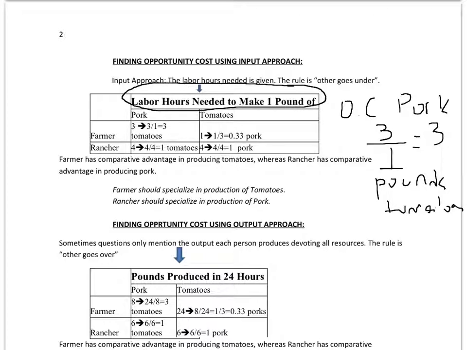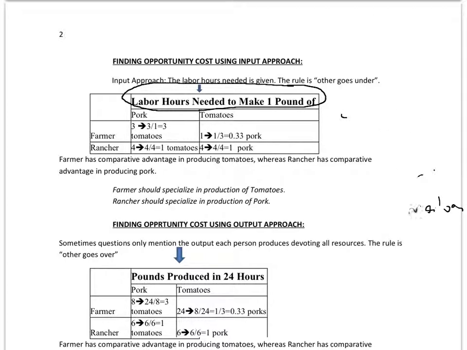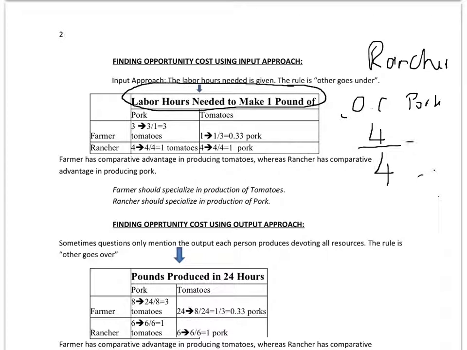Now let's calculate for the rancher. Let's find the opportunity cost for the rancher using the input approach. Opportunity cost for pork, now I'm looking at the rancher. I will use the rule again: the other goes under. The rancher needs 4 hours to produce pork, and 4 hours to produce tomato. So the other goes under, and we find one, which is 1 pound of tomato. So I can get 1 pound of pork if I sacrifice 1 pound of tomato. That's the idea. Opportunity cost always shows us how much you need to sacrifice from the other good.